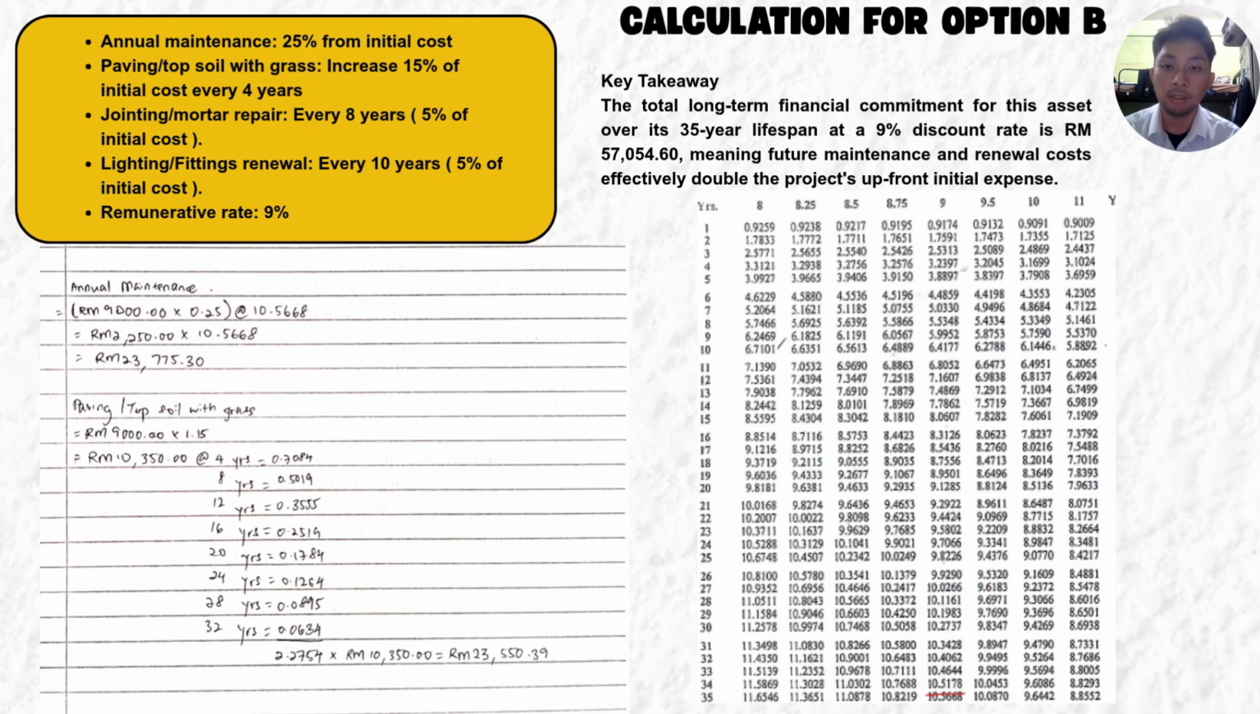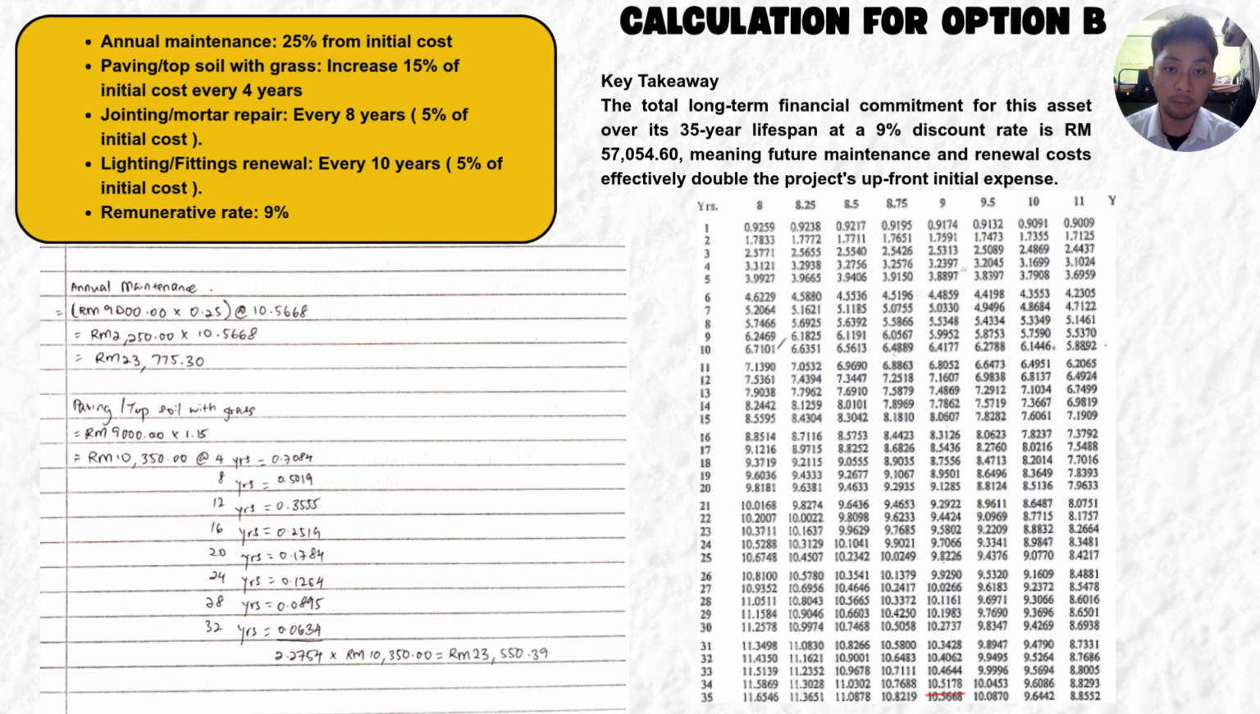So I will continue our presentation session with explaining about calculation for option B. The first information we get is annual maintenance 25% from initial cost. Second, paving topsoil with grass increase 50% of initial cost every 4 years. Third, jointing or mortar repair every 8 years, 5% of initial cost. The next one would be lighting fittings renewal every 10 years, 5% of initial cost. And the last one would be remunerative rate in A. Remunerative rate is 9%.